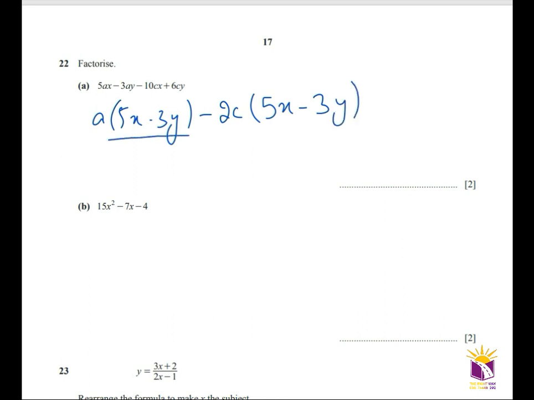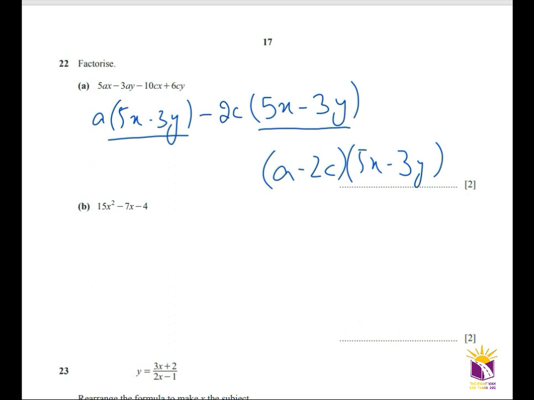If the brackets 5x minus 3y and 5x minus 3y are equal, then we have done the factorization correctly. So our answer will be (a minus 2c) multiplied by (5x minus 3y).